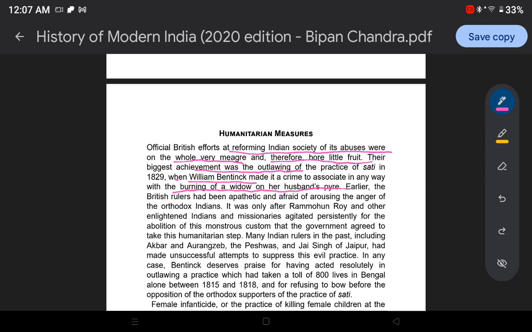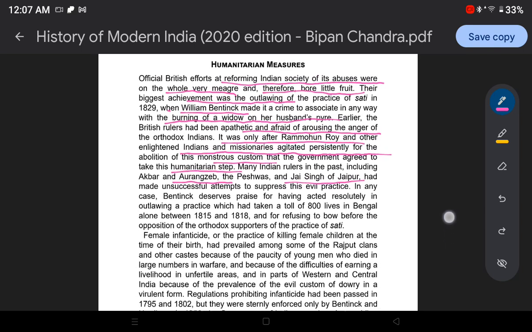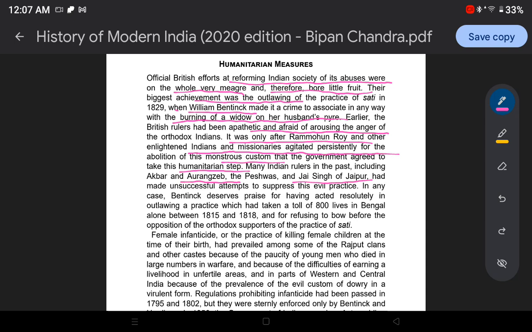Earlier, the British rulers had been apathetic and afraid of arousing the anger of the orthodox Indians. It was only after Rammohan Roy and other enlightened Indians and missionaries agitated persistently for the abolition of this monstrous custom that the government agreed to take this humanitarian step. Many Indian rulers in the past, including Akbar and Aurangzeb, the Peshwas and Jai Singh of Jaipur, had made unsuccessful attempts to suppress this evil practice.